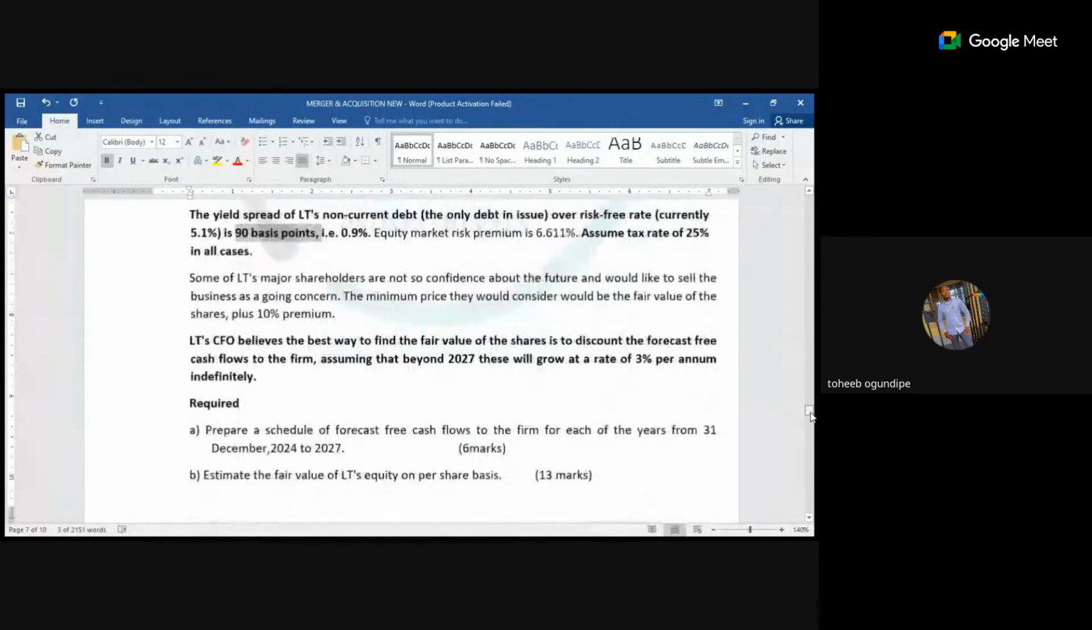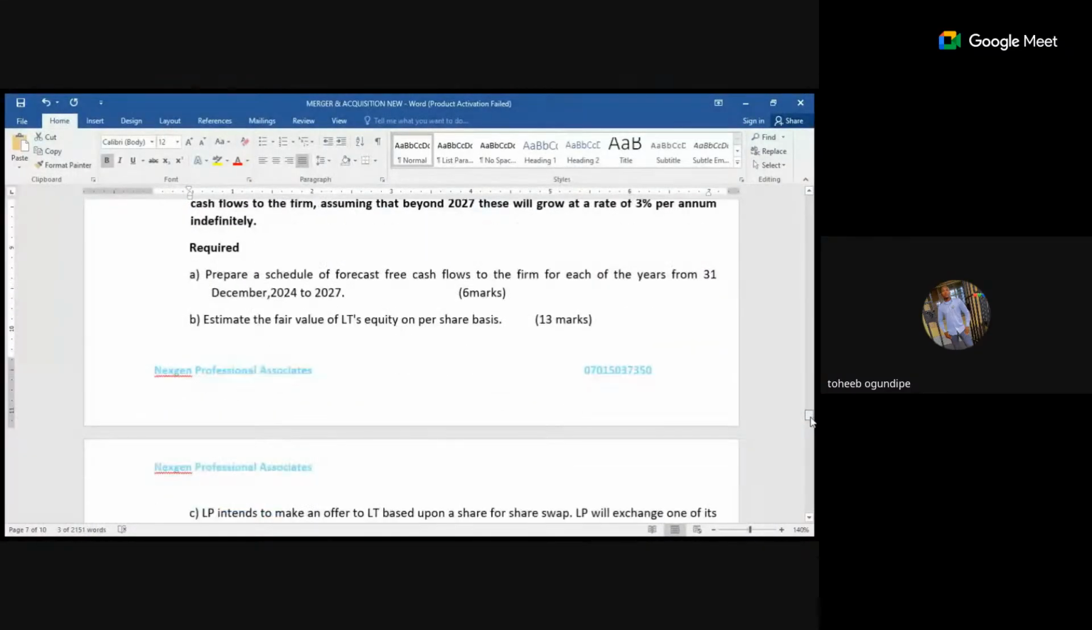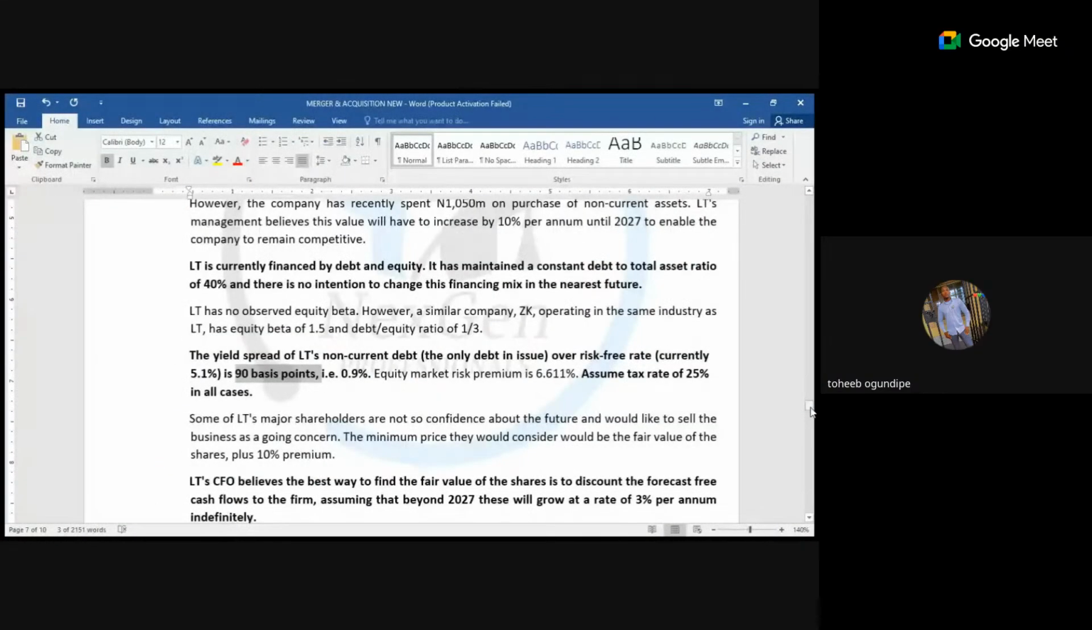That means we are having corporate yield spread like that. If we add that 0.9 to it, we'll be having corporate yield curve like that. But me, I believe in the formula, they only said risk-free. So I think when we want to calculate the cost of debt, that is when we are going to factor in the corporate yield curve. We are going to add it, then minus our tax.